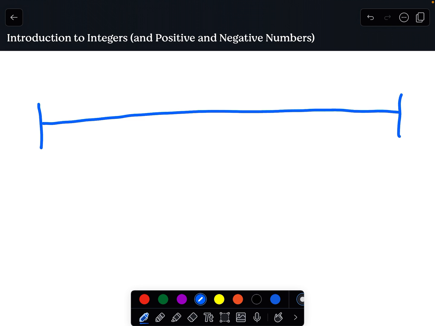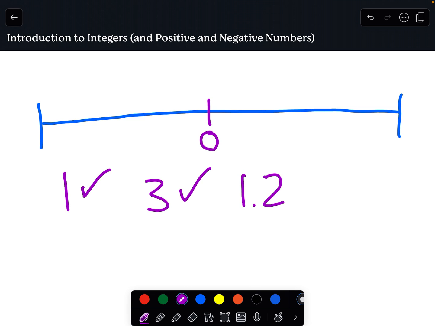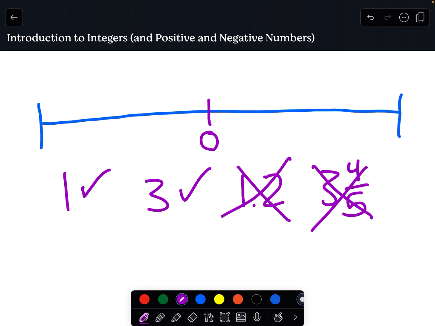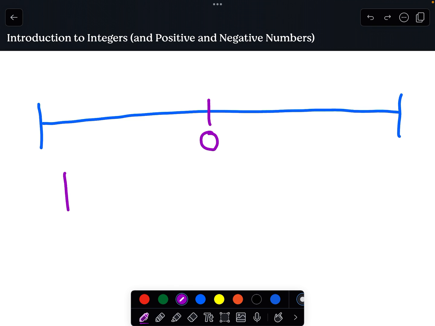It is a whole number, meaning it can't be a fraction and it can't be a decimal, because a decimal number is a fraction. So 1 is an integer. 3 is an integer. 1.2, not an integer. 3 4/5, not an integer. So hopefully you get the idea. It's a whole number. And 2, 3, 4, 5.